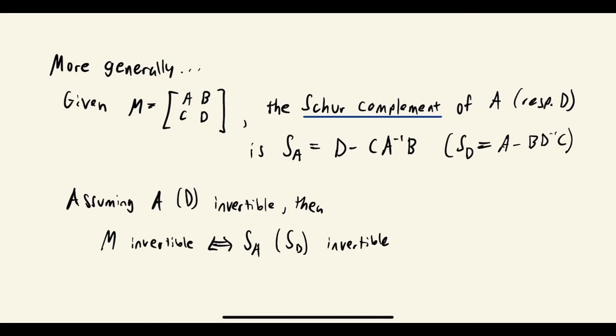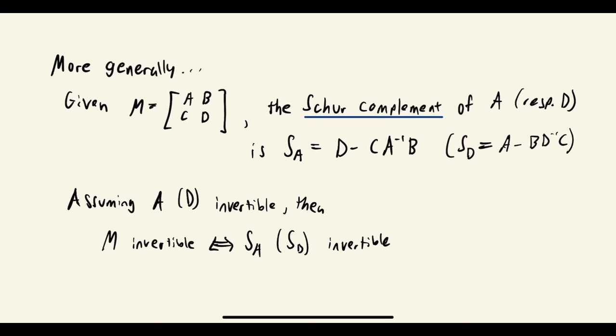Now, the point of defining this so-called Schur complement is that if we assume A is invertible, and again, you could do the same thing with D, it would be an analogous statement, but we'll just do it with A. So assuming A is invertible, then the overall matrix M is invertible exactly when the Schur complement of A is invertible. Now, we won't go through the proof of this, but it really is just a generalization of what we were discussing above.